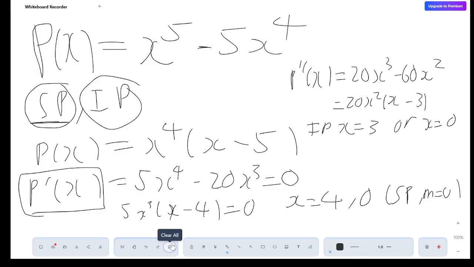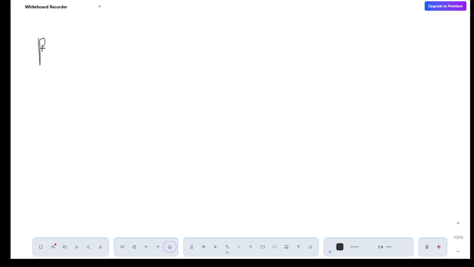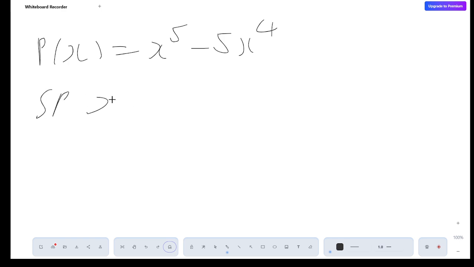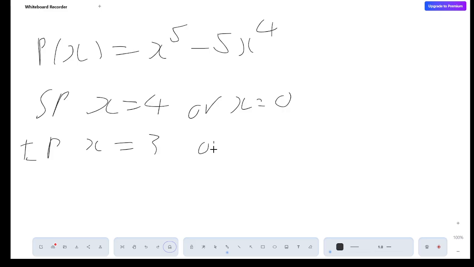So I'm going to clear the whiteboard, but I'm going to review again. P(x) equals x^5 minus 5x^4. This makes it so that we have stationary points at x equals 4 or x equals 0, and inflection points at x equals 3 or x equals 0. So now you may be wondering, how do we graph it now?